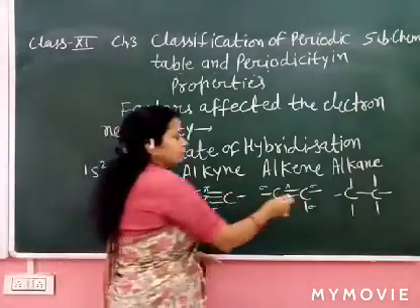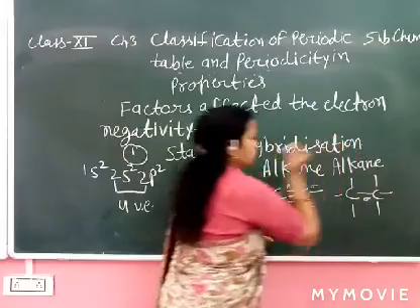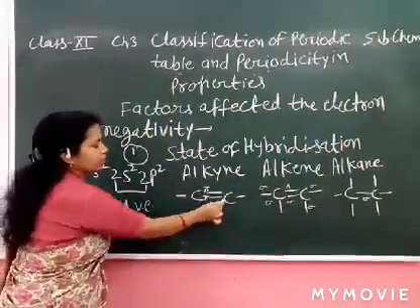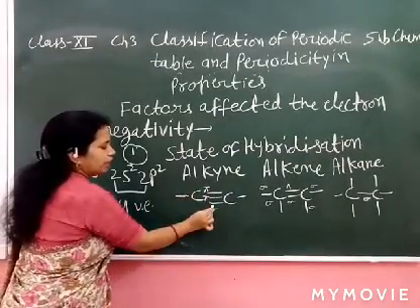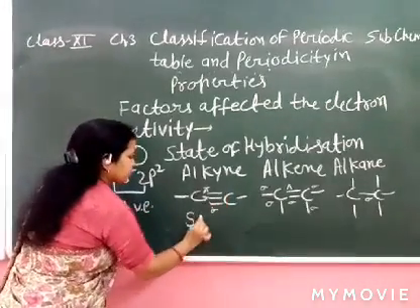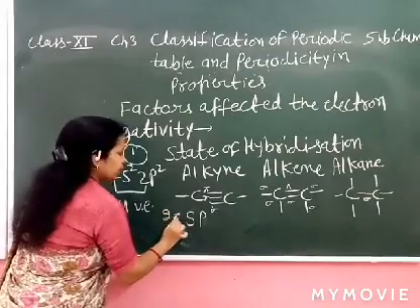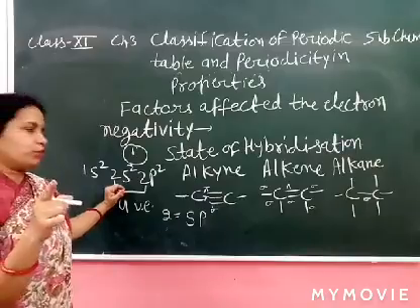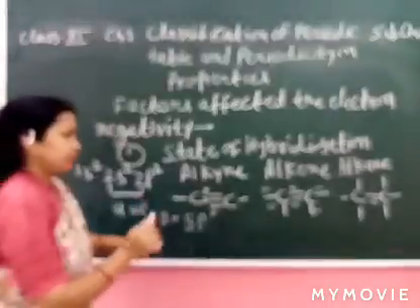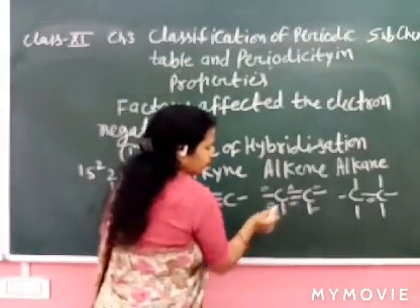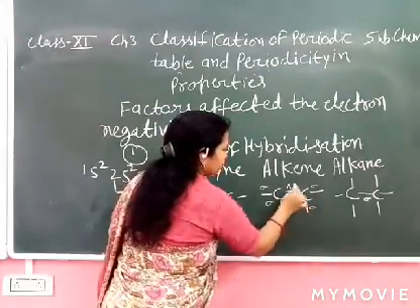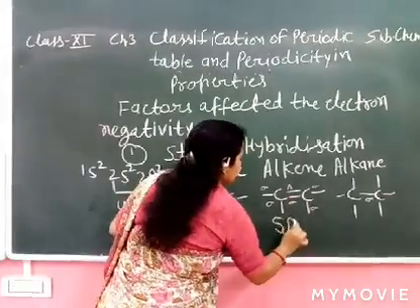Now there is only sigma bond. So count the sigma bonds. How many sigma bonds in each atom? 1 and 2. So the hybridization is sp. Two means hybridization sp, where 1 s orbital and 1 p orbital are overlapped. Now let's see how many sigma bonds: 1, 2, 3. So hybridization is sp2.